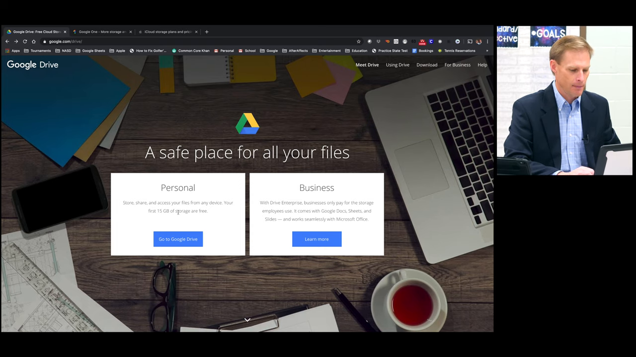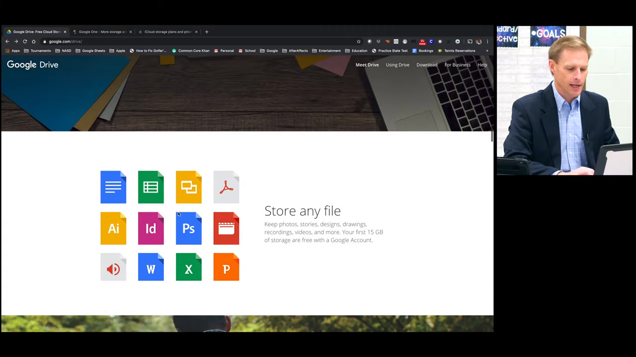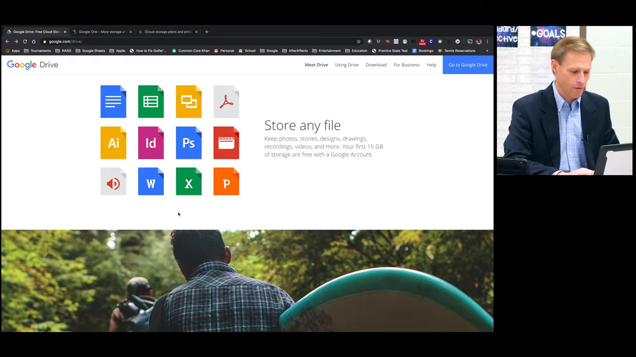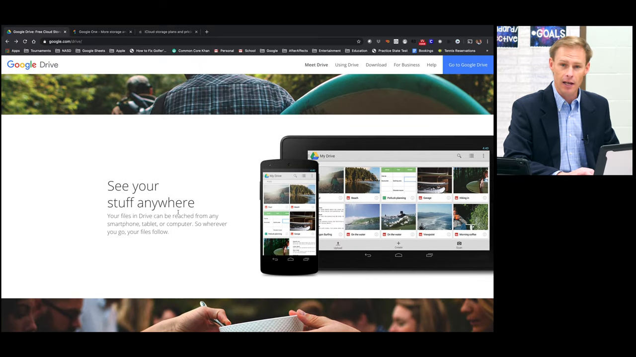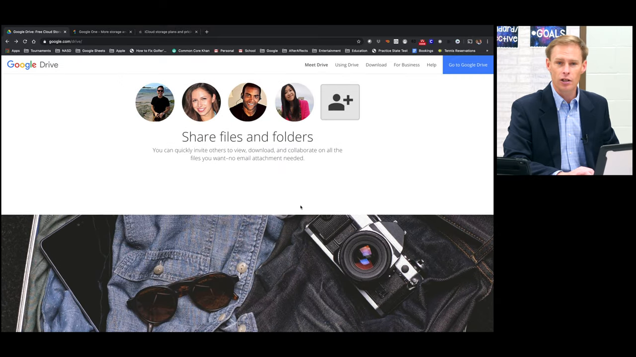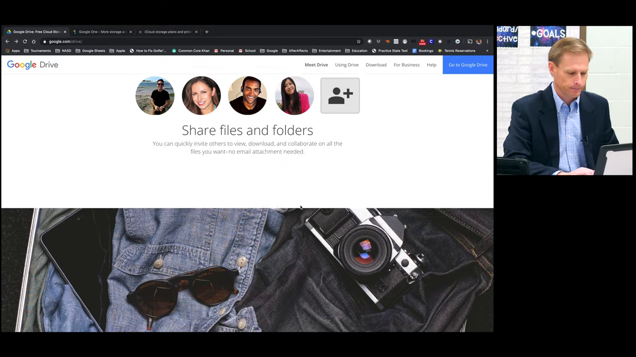So let me walk you through the pricing of Google Drive and iCloud. So here I am on Google Drive, and you can see that it allows you to store files, it allows you to store images, it allows you to store videos. You can see it from any device. You can see it from your phone, your tablet, or your computer. You can share it with anybody, which is awesome.